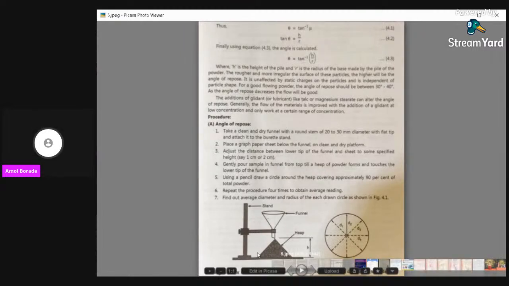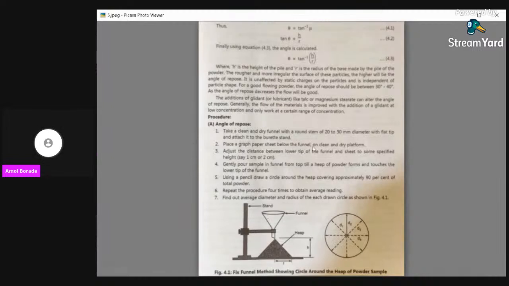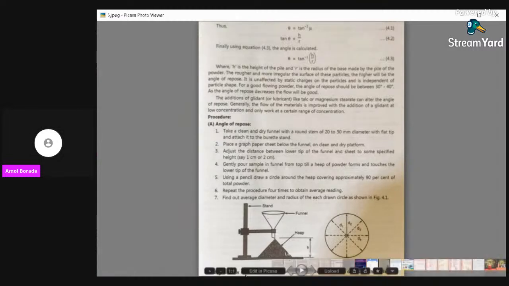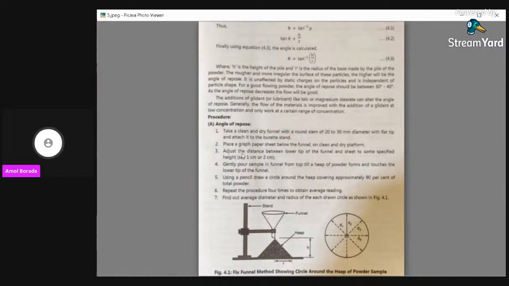Now, what is to be done? Further, on the bottom we have to take the graph paper. Place a graph paper sheet below the funnel on a clean and dry platform. We have to place the graph paper over here on the platform, just beneath the funnel. Then adjust the distance between the lower tip of the funnel and the sheet to some specified height, say 1 centimeter or 2 centimeter.